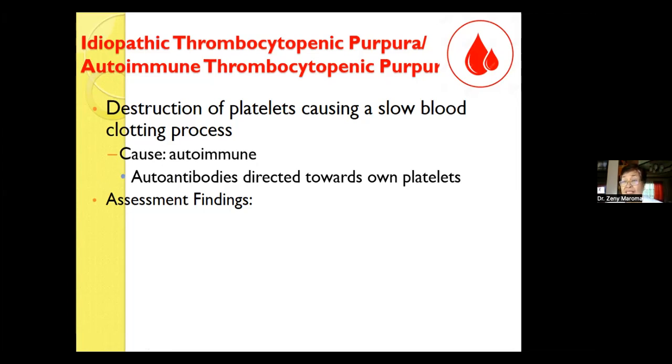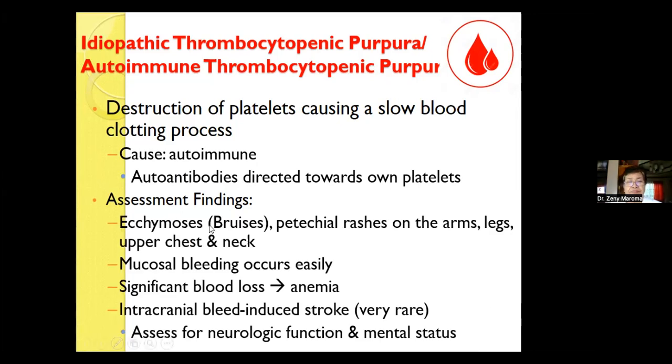There are autoantibodies. There are antibodies that destroy the body's own platelets. Antibodies directed towards own platelets. So, ano assessment findings mo? Platelets. Madaling intindihin, bleeding anywhere. Ecchymosis, bruises, marami siyang pasa-pasa, marami siyang petechial rashes, no? So sa legs, upper chest, and neck, mucosal bleeding, gum bleeding, nose bleeding, GI bleeding, vaginal bleeding, urinary system bleeding, hematuria, or intracranial bleeding.